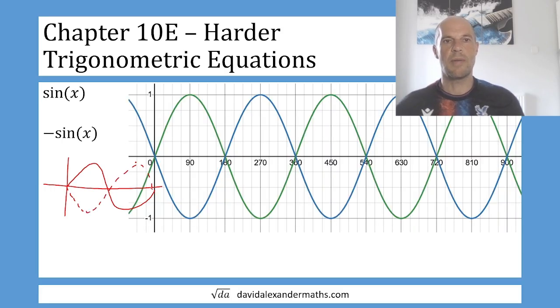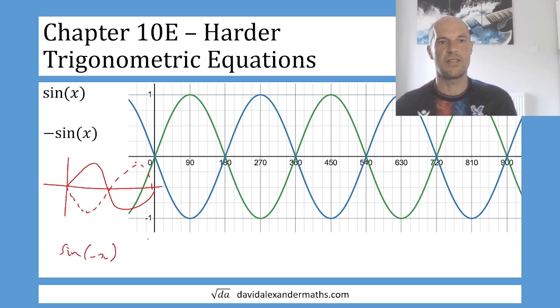So it's handy to remember that sine of x, this would be the green one, and minus sine of x, which is also, by the way, the same as sine of negative x, sine of minus x and negative sine of x are the same, is this blue curve here. So it's just a reflection in the x-axis.